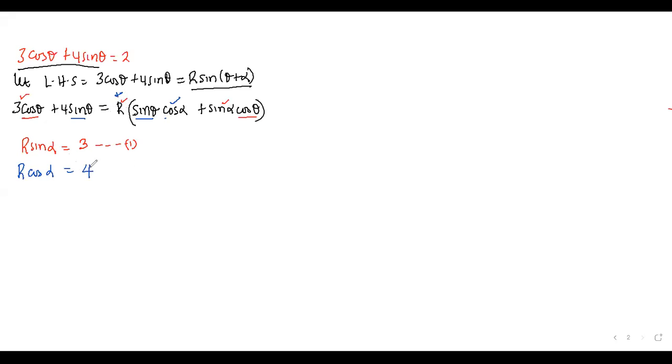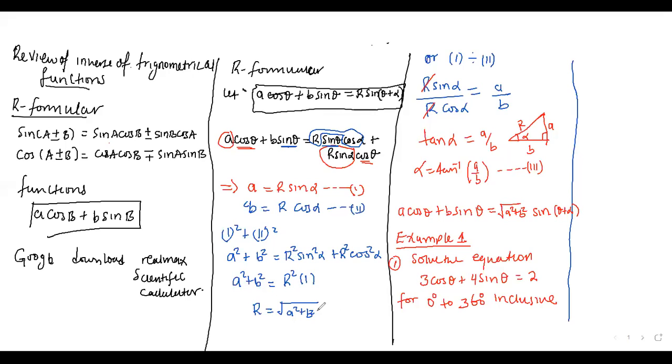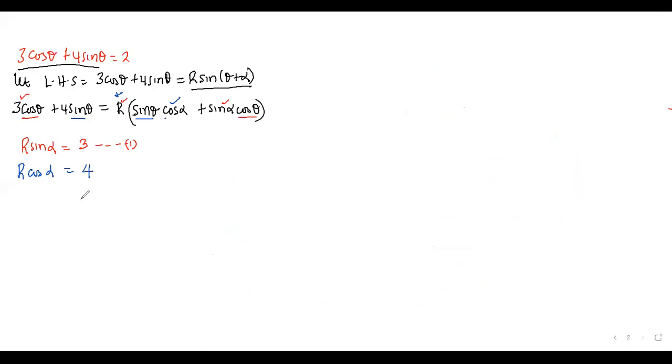From the knowledge of what we have discussed before, we had already seen that r is equal to the square root of a squared plus b squared. So if you already know that, you don't need to waste time. So you can say r is equal to the root of 3 squared plus 4 squared, which gives us the root of 25, and this will confirm 5.